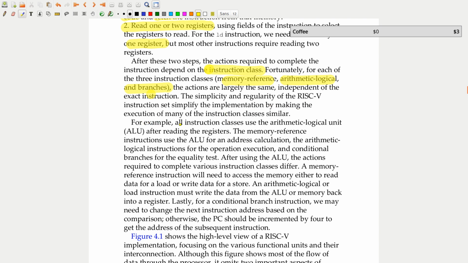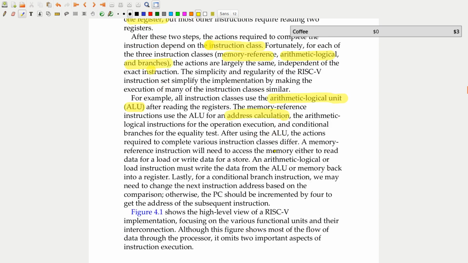So we can move on here. For example, all instruction classes use the ALU, the arithmetic logic unit, after reading the registers. The memory reference instructions use the ALU for an address calculation. So whether we're adding two numbers together from registers in an add instruction, or we're trying to access something from a certain pointer value in memory, we still need to use the ALU.